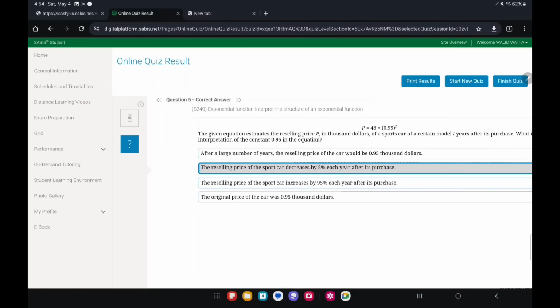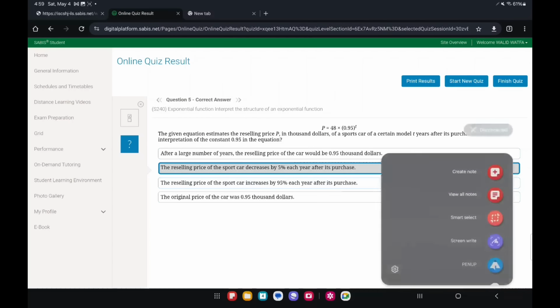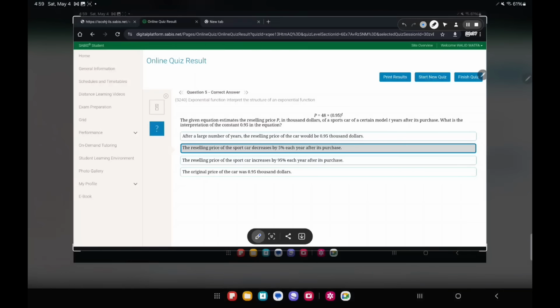Question 5. Okay, they gave you the formula, and they want you to interpret it. They said the given equation estimates the reselling price P of a car t years after its purchase. What is the interpretation of the constant 0.95?